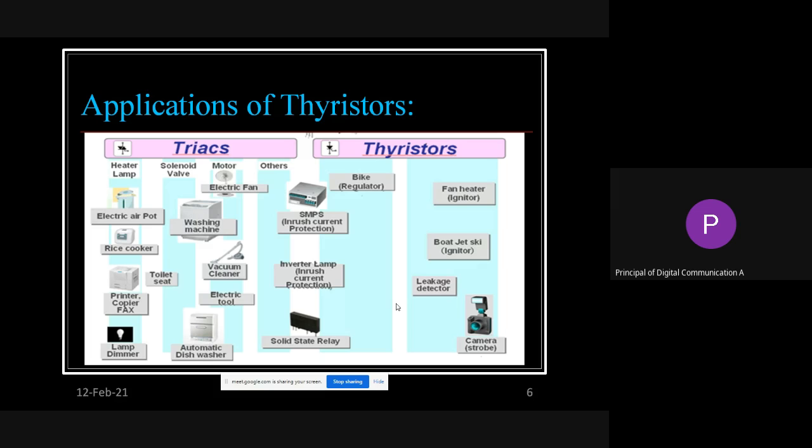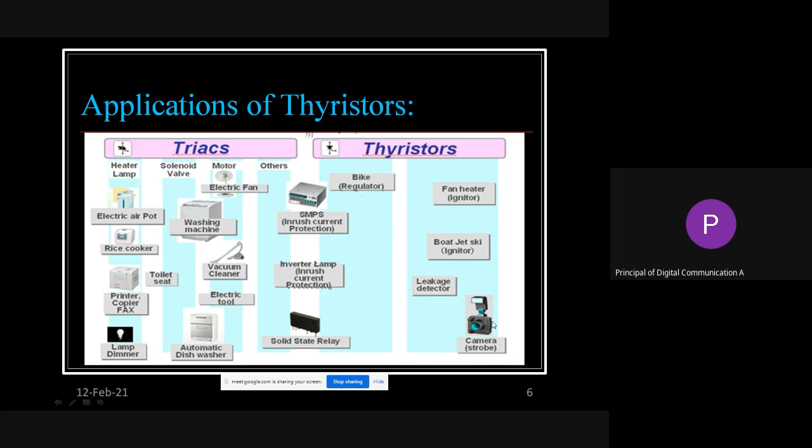So the various applications of thyristors. This is the family. The applications are there for the SCR normally. That is what they have given in general. That is the bike regulator. That is as a switch main. If you are looking at the base, it is working as a switch.